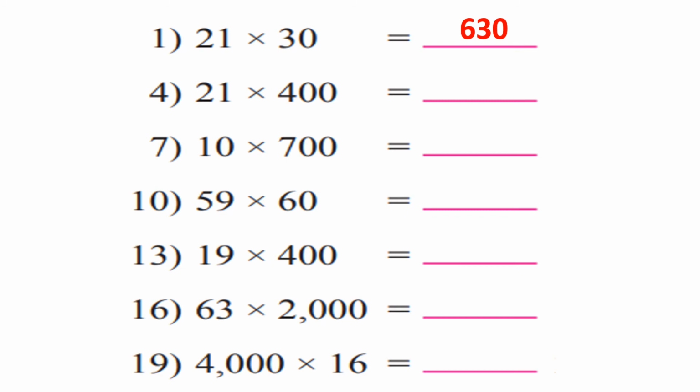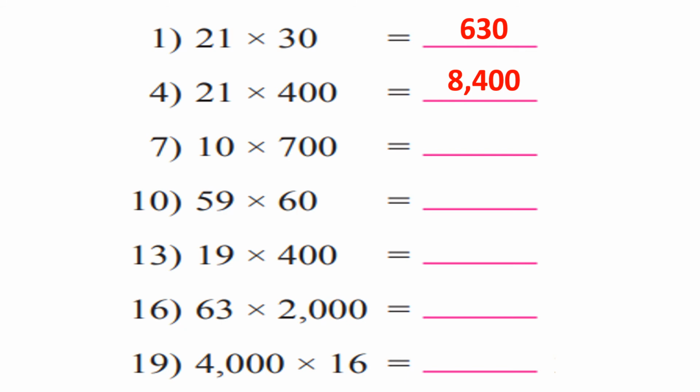Next is number 4. 21 times 400. 400 has two zeros. You write two zeros first and then you multiply 4 times 21. 4 times 21 is 84. Your answer is 8,400. Correct, students?